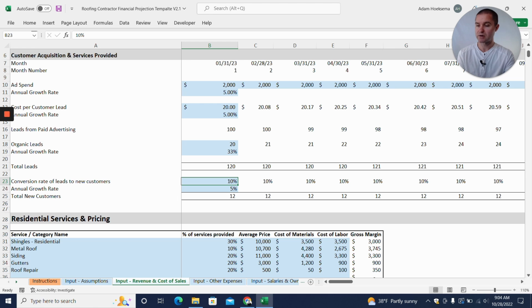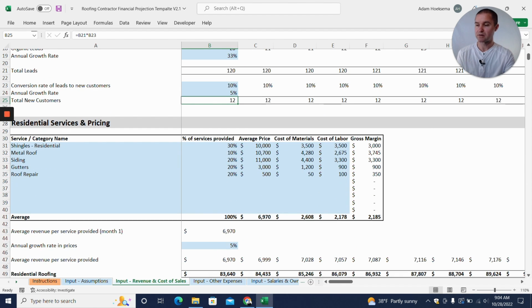So we'll also then have a conversion rate of leads to customers. So not all of those leads are going to turn into customers. They're going to probably be shopping around. And so we think we're going to convert 10% of those leads into new customers. So that will give us 12 total new customers in month 1 for our residential services.